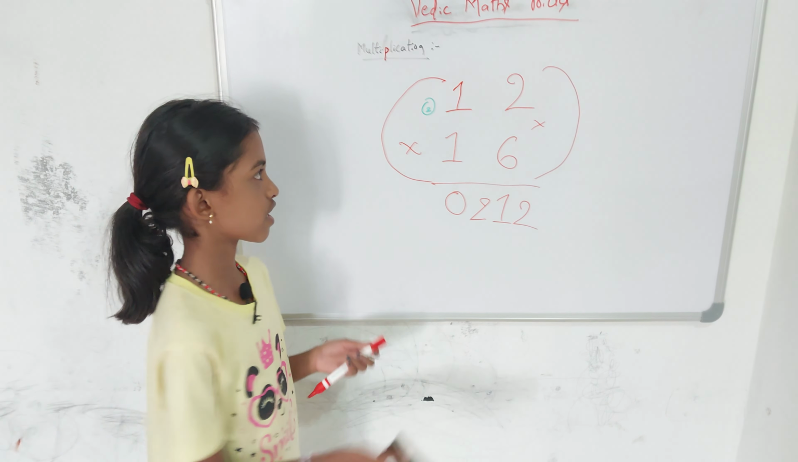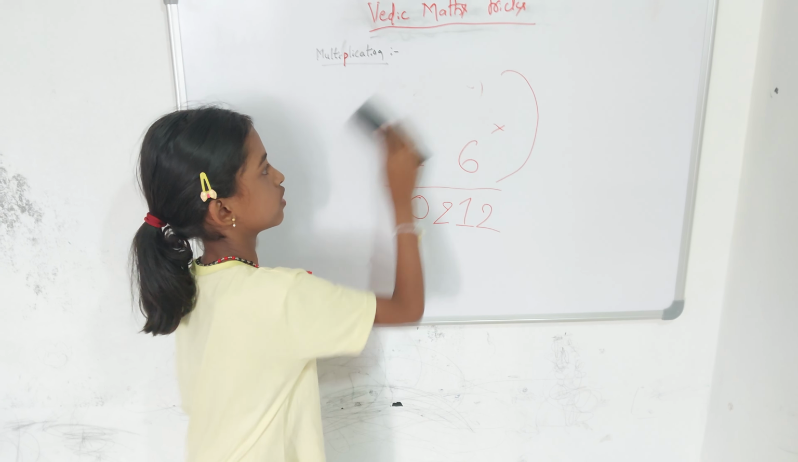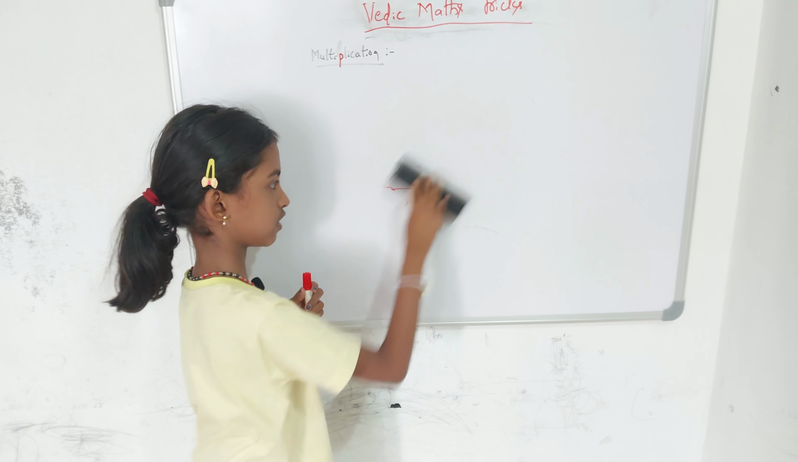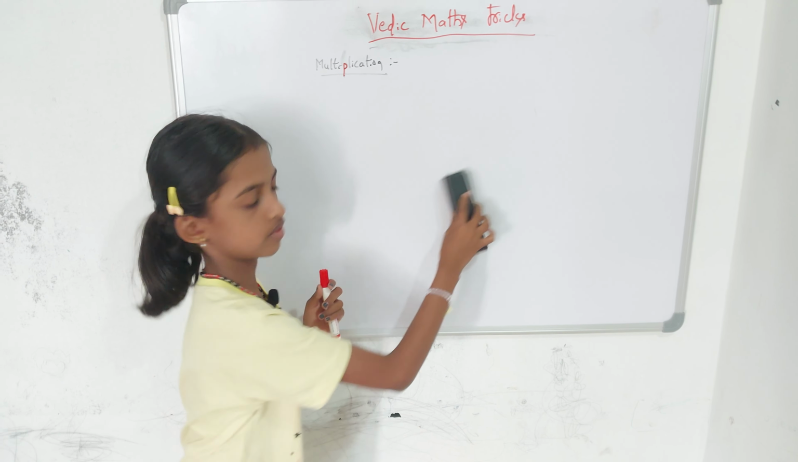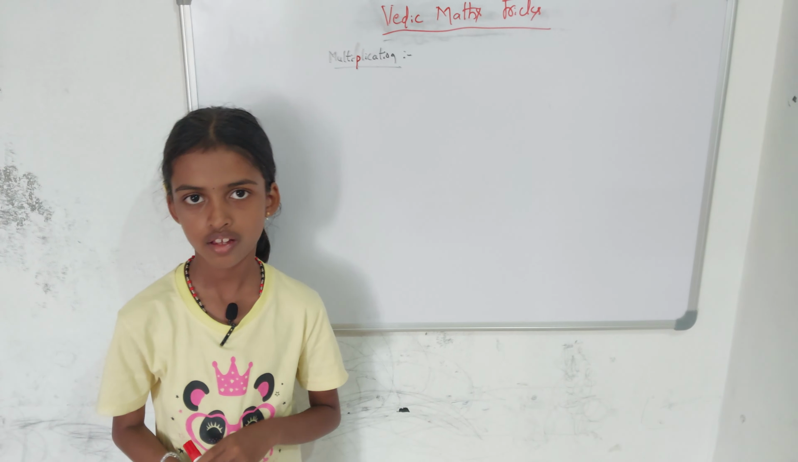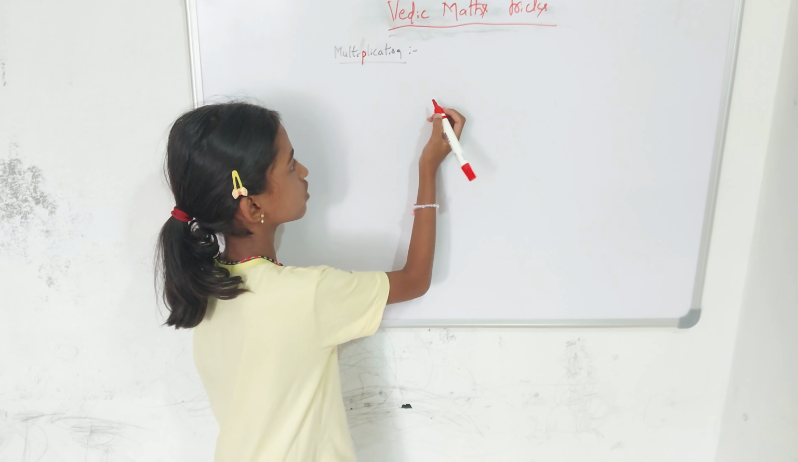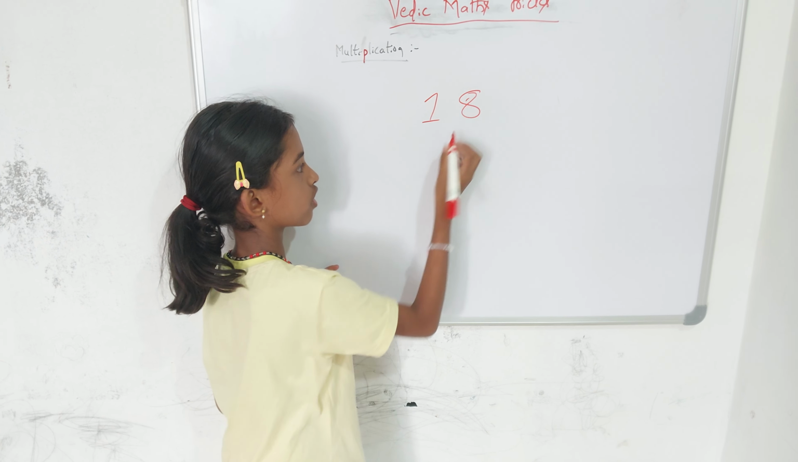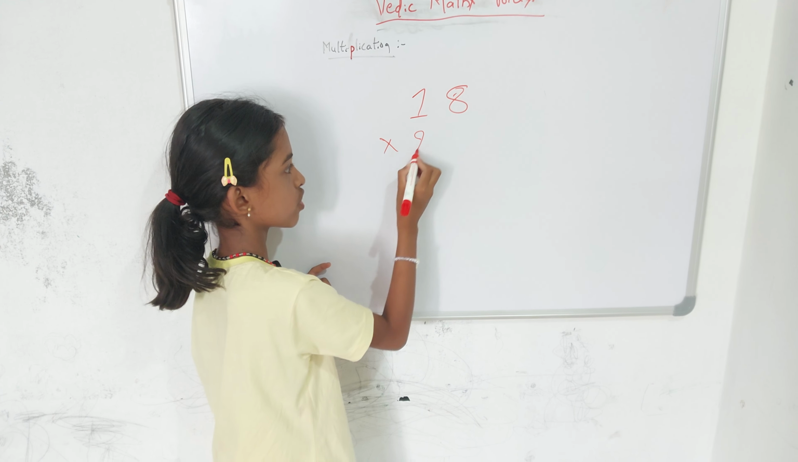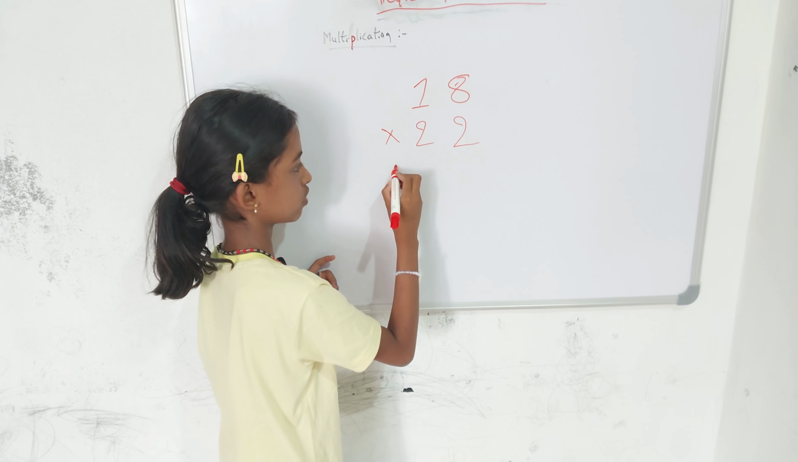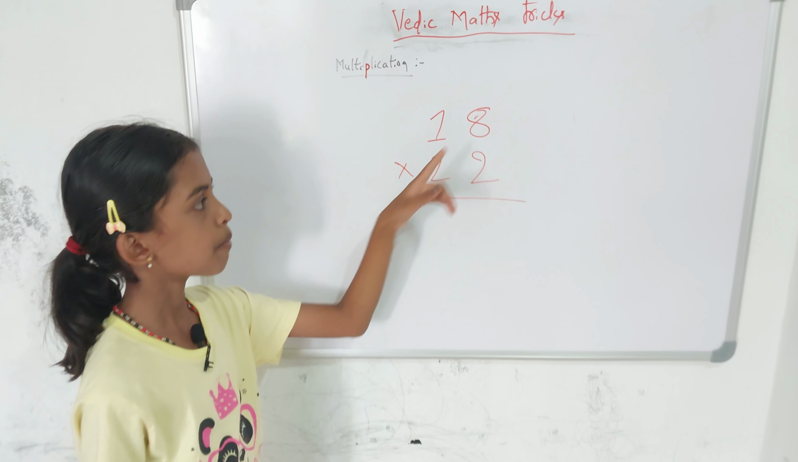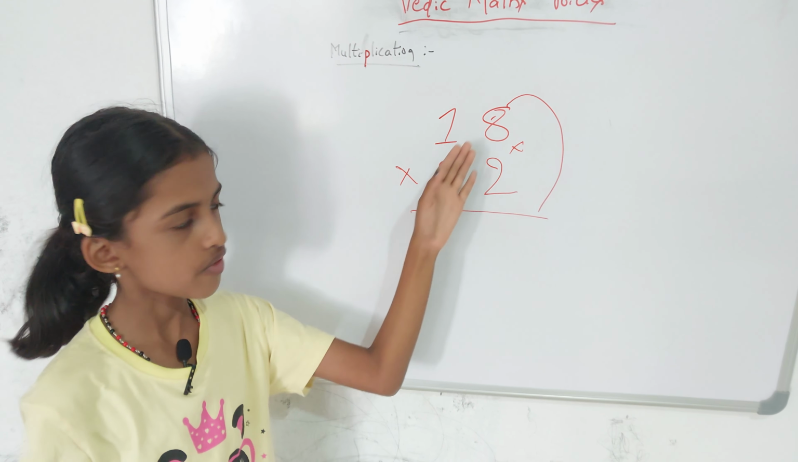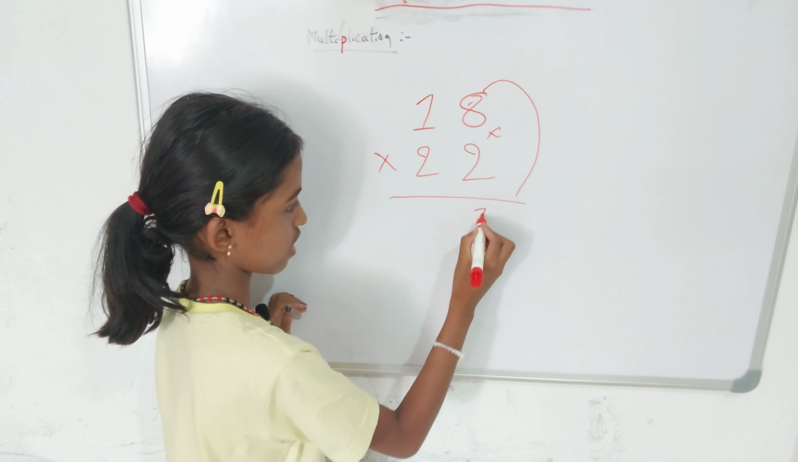Now the third example. Into 22. Now multiply 8 into 2. 8 ones are 8, 8 2s are 16. So the answer is 16.